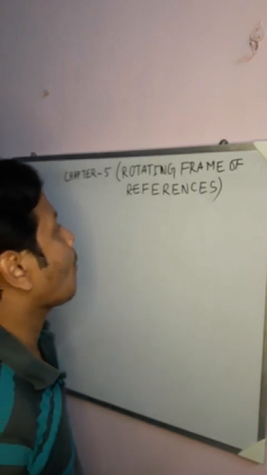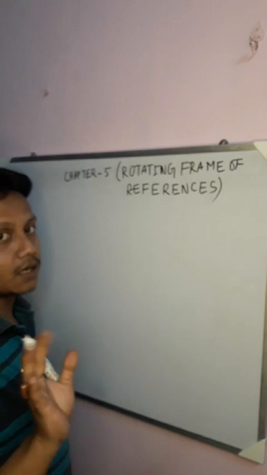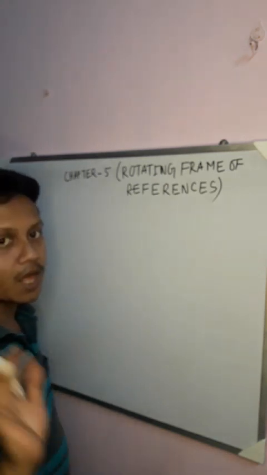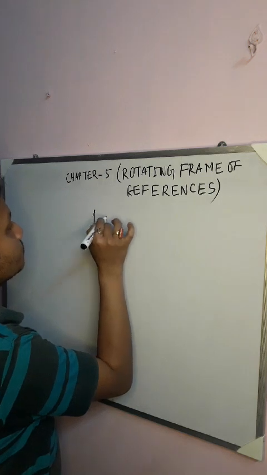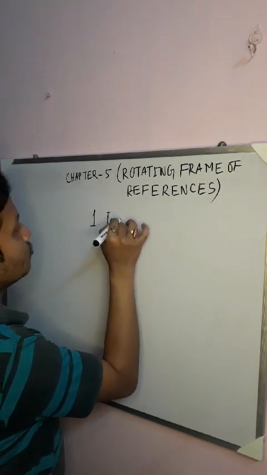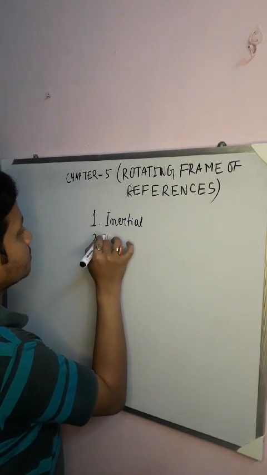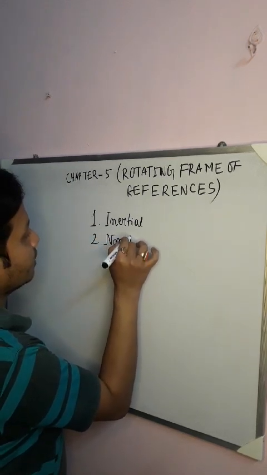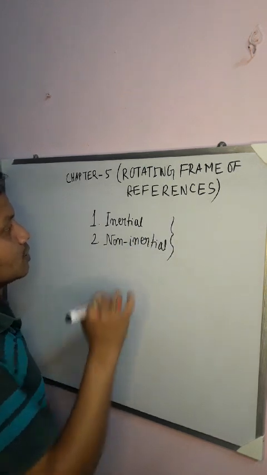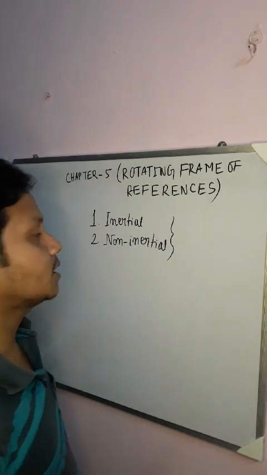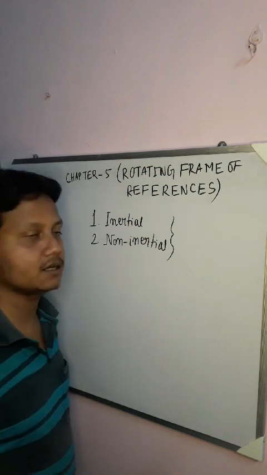Now here at first we have to find out what are the different types of frames that exist. So we all know that one frame is known as inertial and another is non-inertial. Let us try to understand these frames. There are two types of frames, one is inertial and another is non-inertial.